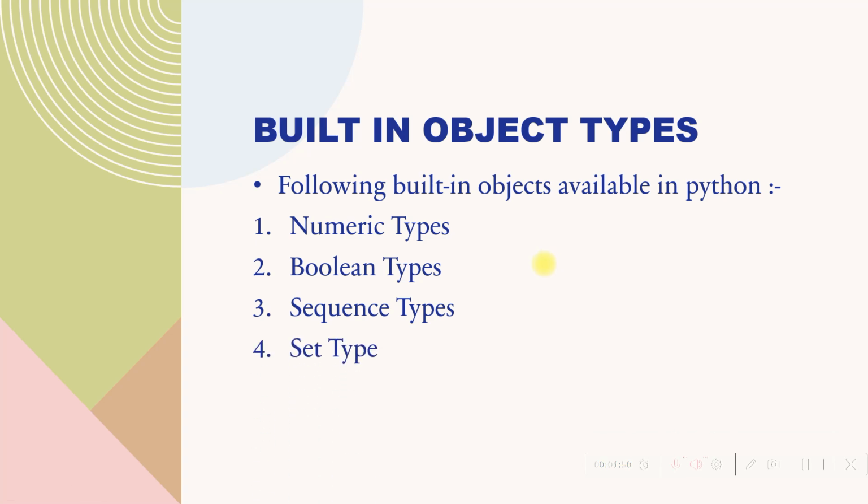Then the next one is the set type. Then we have the mapping type, which is another name for the dictionary. And finally we have other types. So some of the other types examples are NoneType, NotImplemented, Ellipsis, datetime, calendar, exceptions, instance. So all these come under the other types.